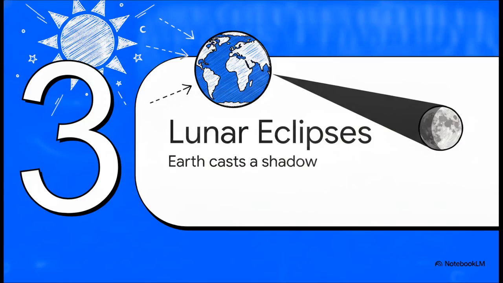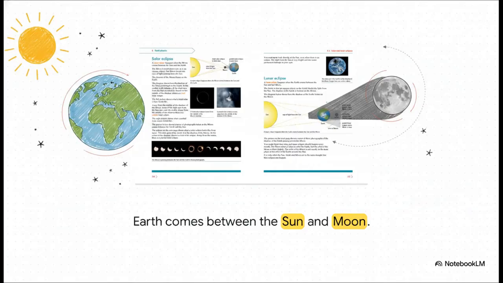Earth casts a shadow. All right, so a lunar eclipse is basically the flip side of the coin. This occurs when the Earth itself comes exactly between the sun and the moon. Just like the moon, our Earth is a giant opaque object made of rock and water. So the Earth blocks the light from the sun and casts a massive shadow out into the darkness of space. When the moon's orbit happens to take it directly through that shadow, that's when we see a lunar eclipse from down here on the ground.